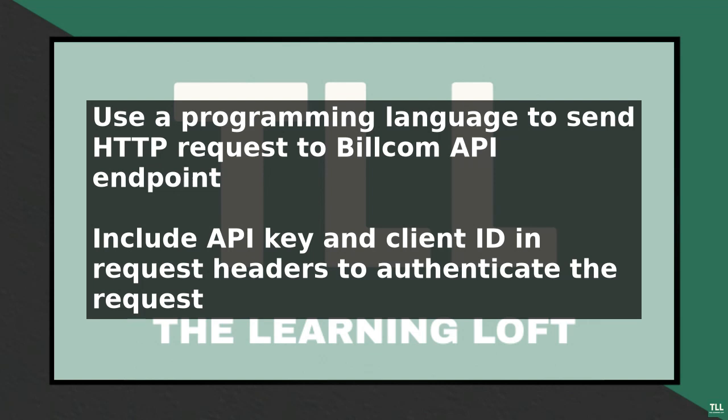For example, if you are using Python, you can use the requests library to make a GET request to the Billcom API. You would include your API key and client ID in the headers of the request and specify the endpoint and any parameters in the URL.